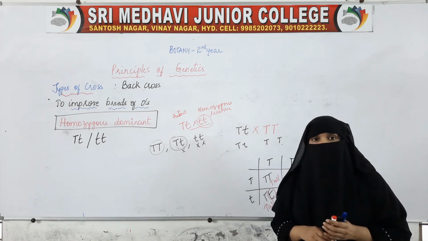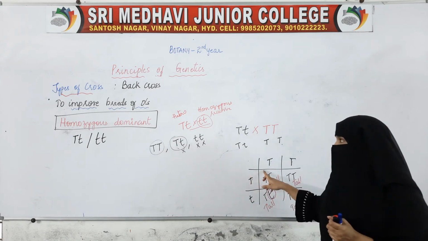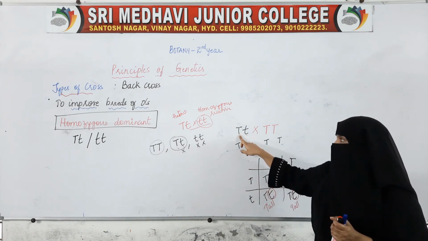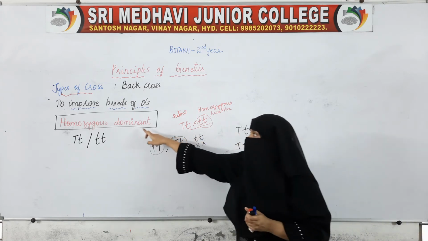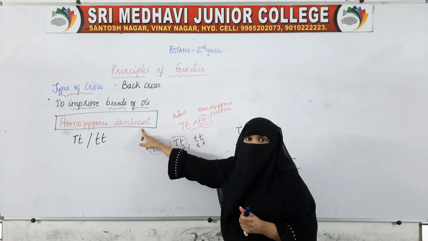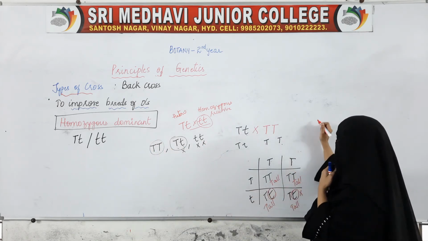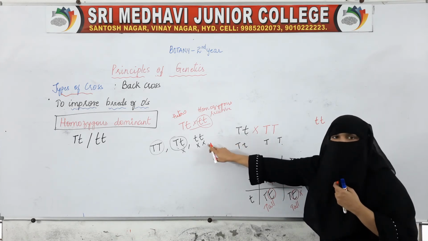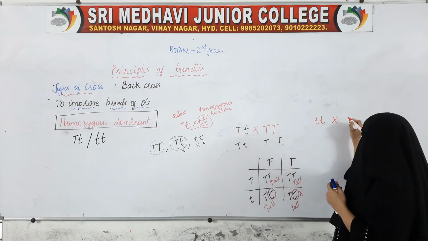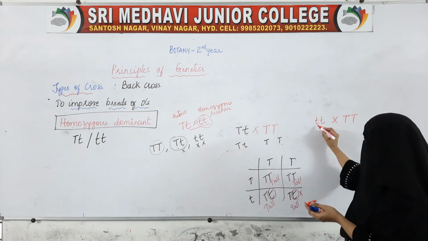To improve the breed, to remove those recessive characters, what we have to do is cross this with homozygous dominant. For example, if this is T and small t, and I don't want this to be expressed, then it should be crossed with capital T and capital T. So what gametes do I get?